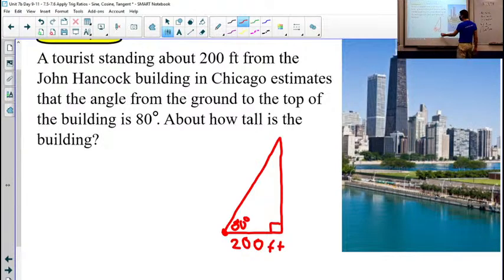And we're asking how tall is the building. We're asking for this height. That's where x should go. So hopefully your diagram looks something like that. Now we're going to set up our trig ratio.